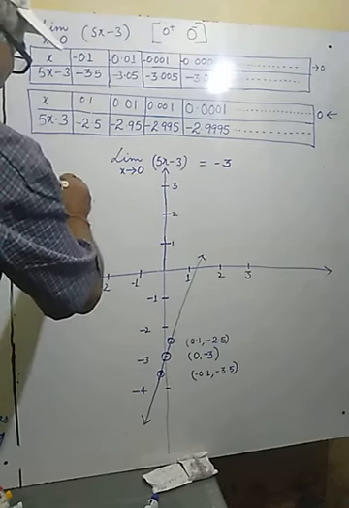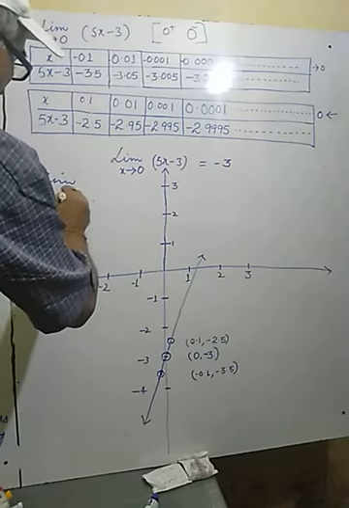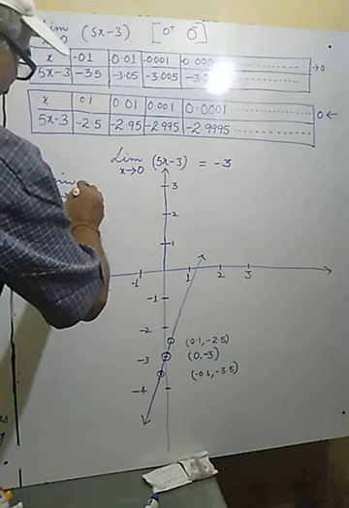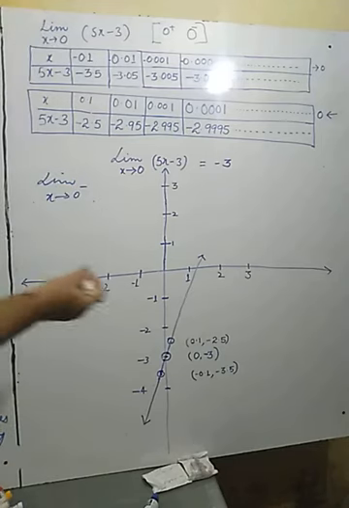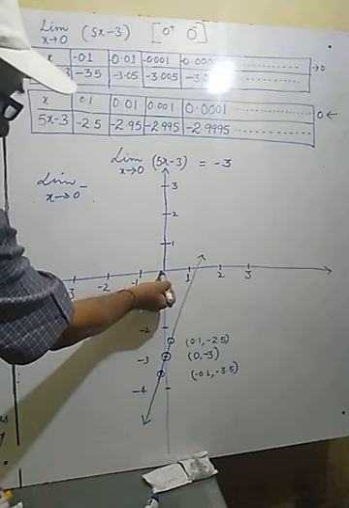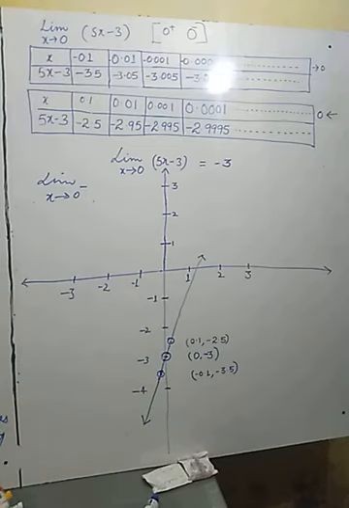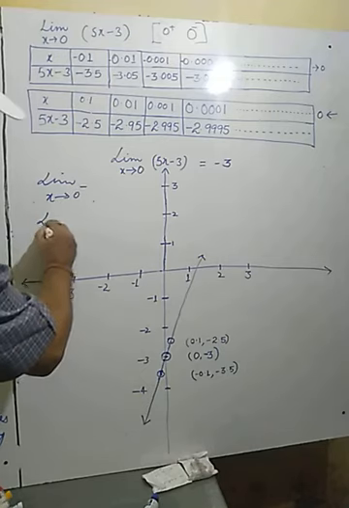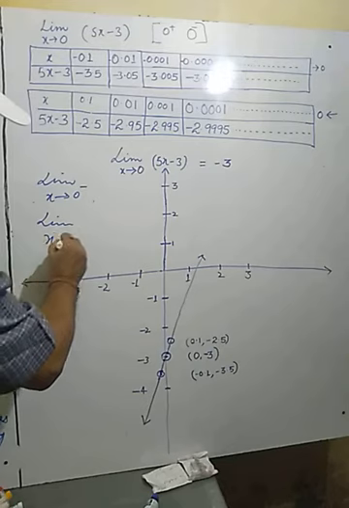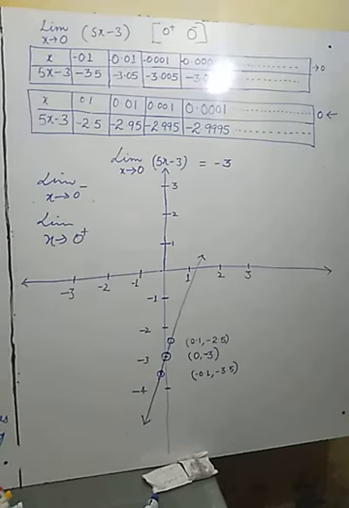Limit x extends to 0 minus means we are taking values less than 0, just approaching 0 but less than 0. The second one is limit x extends to 0 plus, which means values more than 0 but approaching 0.